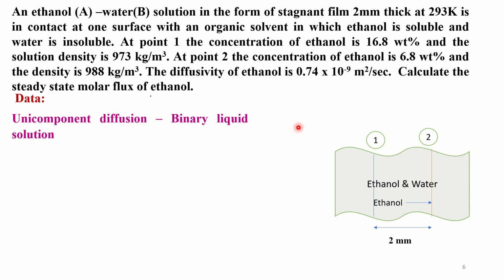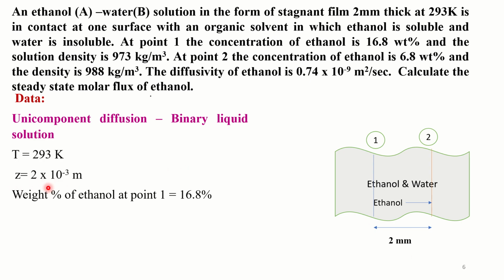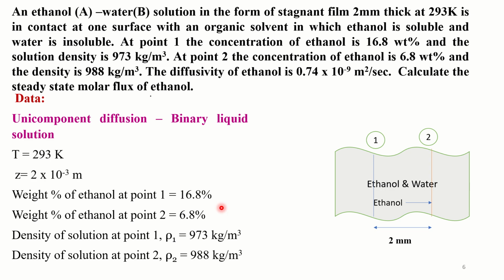So it is a unique component diffusion in binary liquid phase system. Temperature as such is given in Kelvin, you can note down. Then Z in mm it is given, take it down in terms of meter. Then weight percentage of ethanol at points 1 and 2 are given, with the corresponding density data. And diffusivity. So you need to calculate steady state molar flux. So let us move on to the solution.